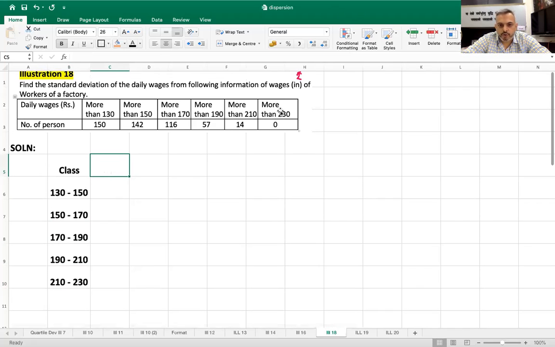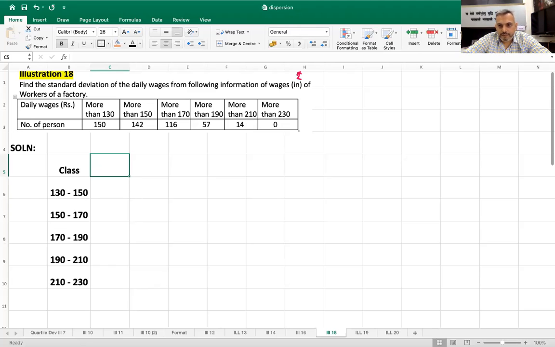See, more than 230 is zero. So writing 230 and above makes no sense, because for 210 to 230 you have 14, but more than 230 you have nothing. So no need to make one more class. Only till here.